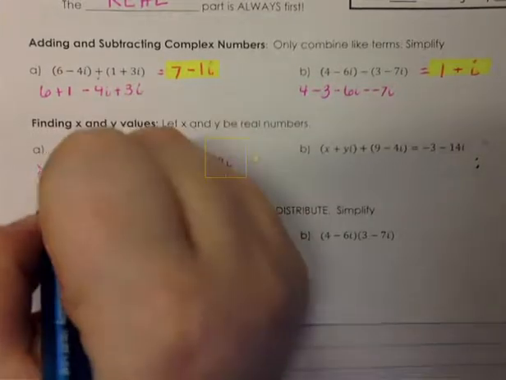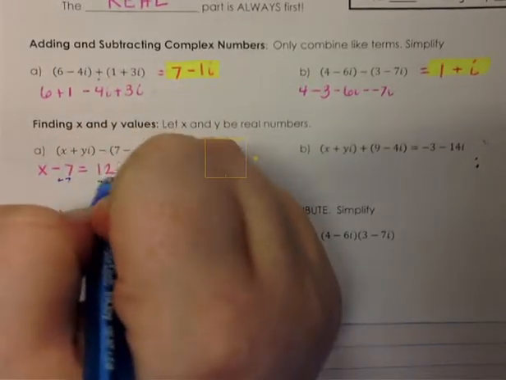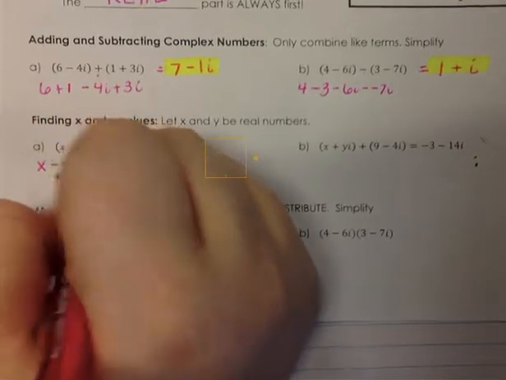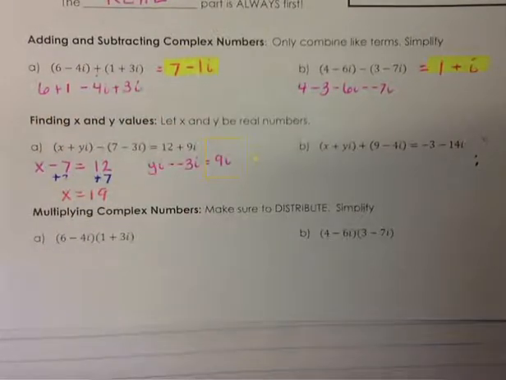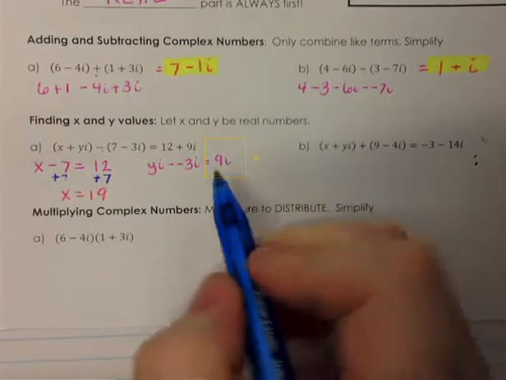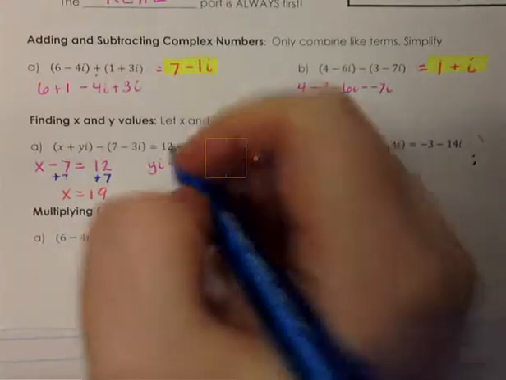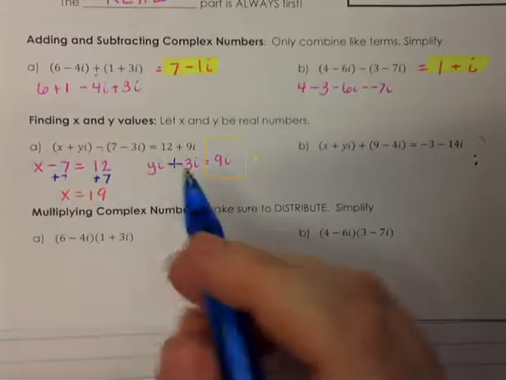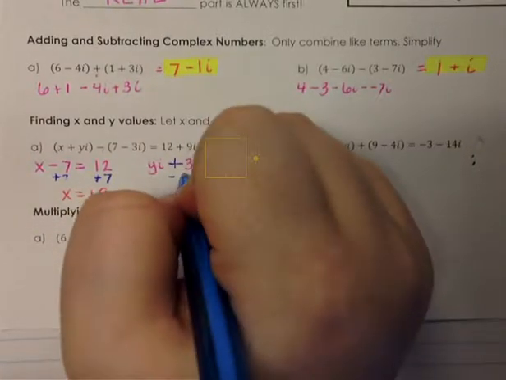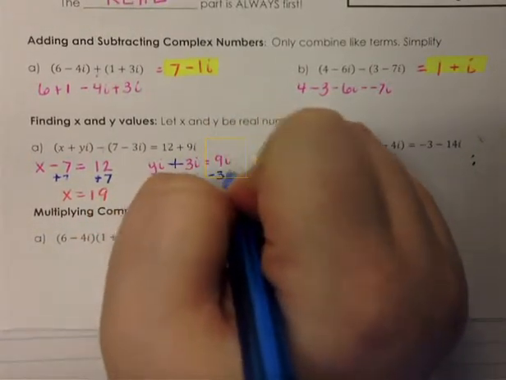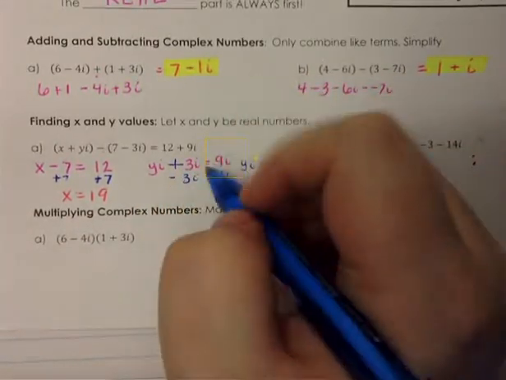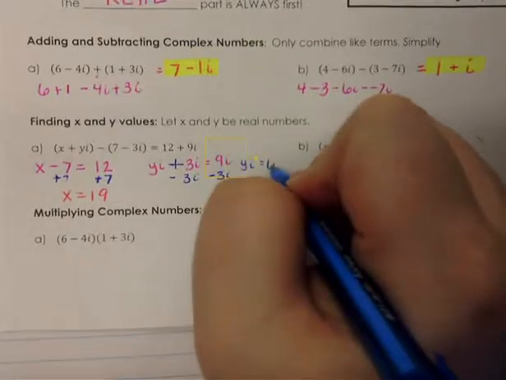I want to add 7 to both sides. And we get x is equal to 19. For the y, I see that minus negative, this is really a plus. So now I have to subtract the 3i. So we end up getting yi right now is equal to 9i minus 3i is 6i.